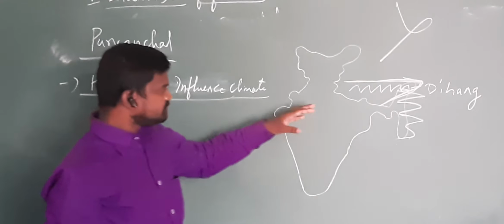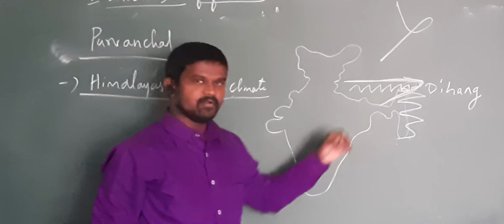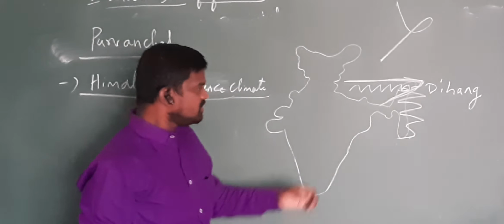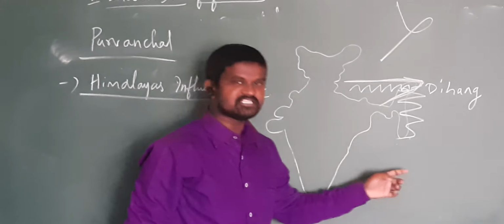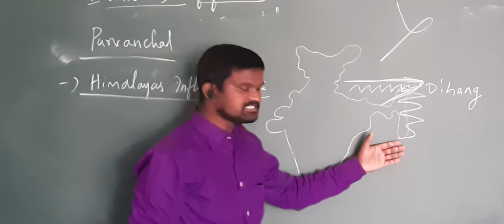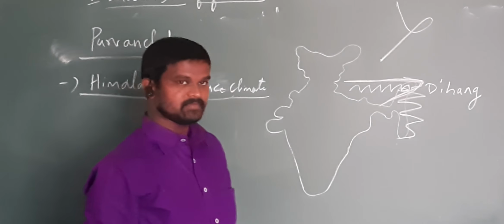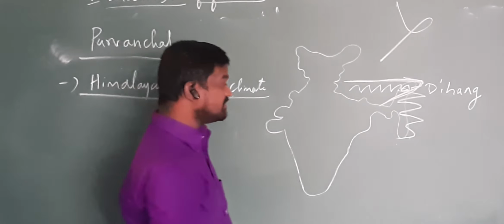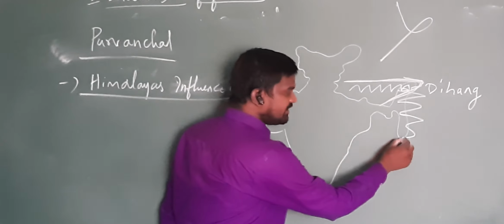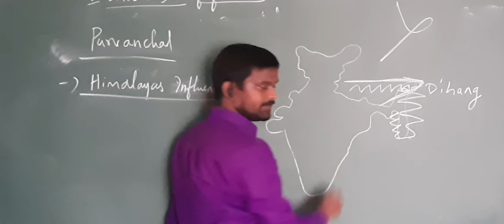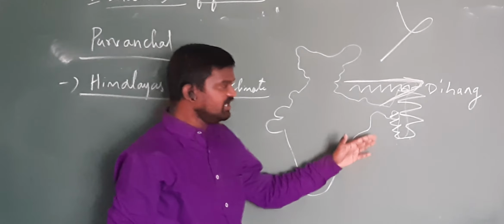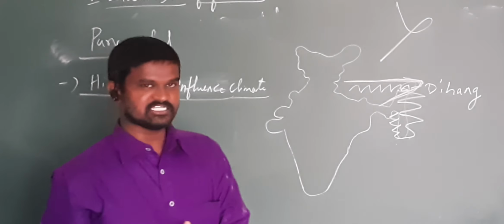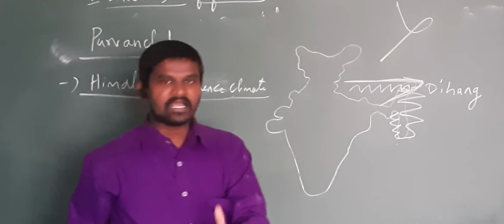Now the Brahmaputra river flows in Arunachal Pradesh near Dihang Valley, where the Himalayas take a sharp bend to the south, and this acts as the boundary between India and Myanmar. And then after this the Himalayas take a northeastern turn. For this reason, this region is called the northeastern states, or Purvanchal.